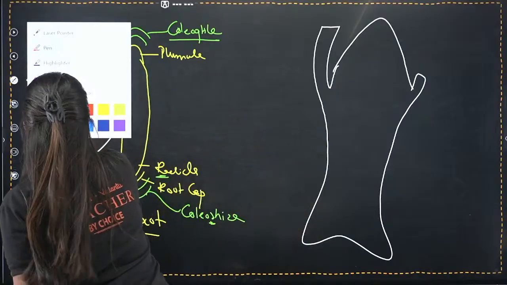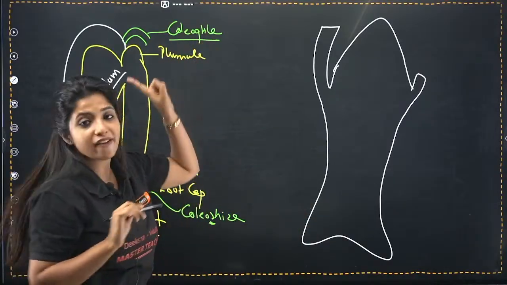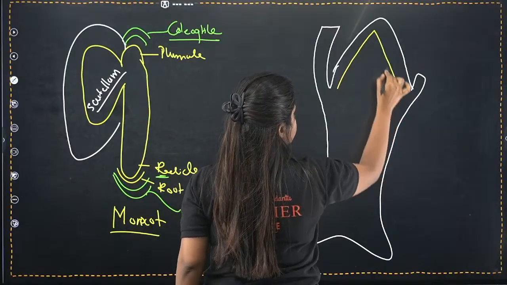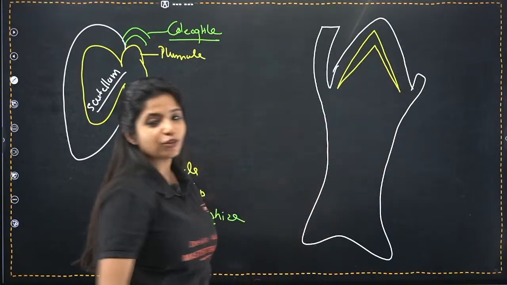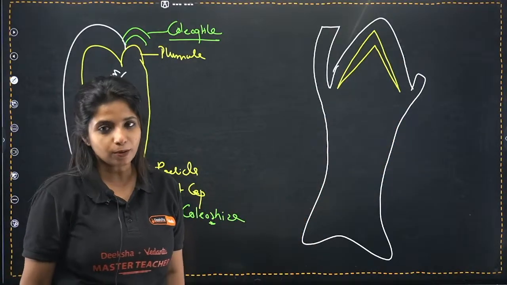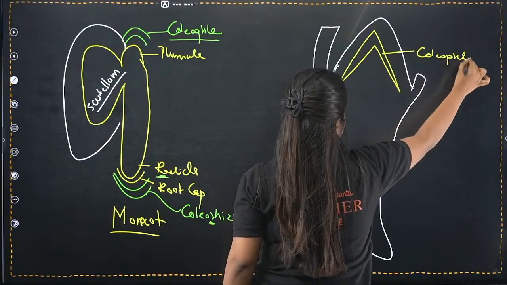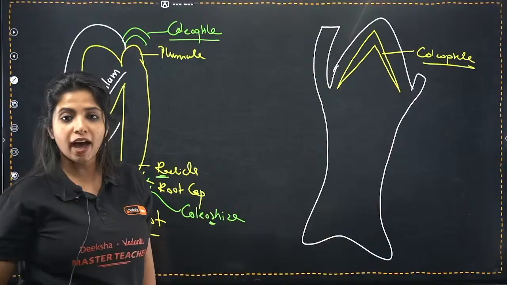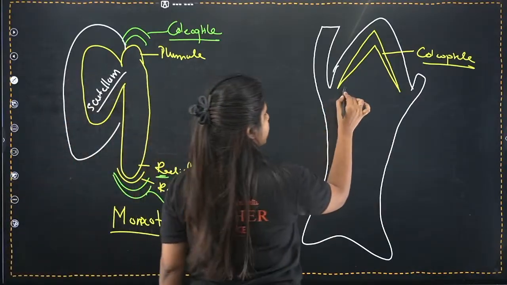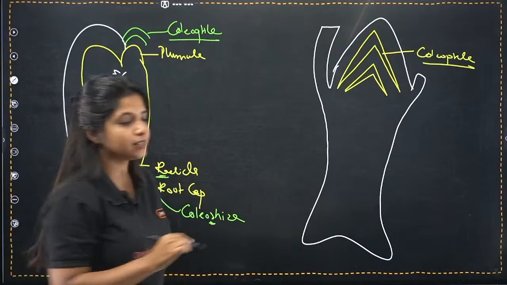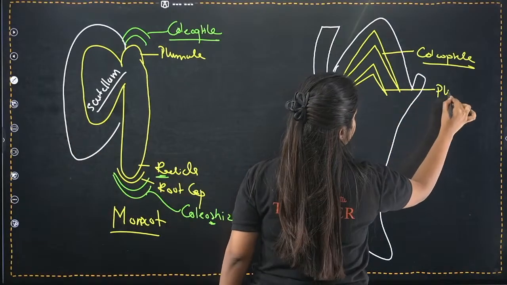Now, listen to me very carefully. The first thing that you have at the top is what? Coleoptile. So we make something like this. This is going to be the coleoptile. And I'm going to write it also so that you also understand it. Now, under the coleoptile, what do you have? You have the plumule. So let's make that. So we have the plumule right over here. This is going to be your plumule.